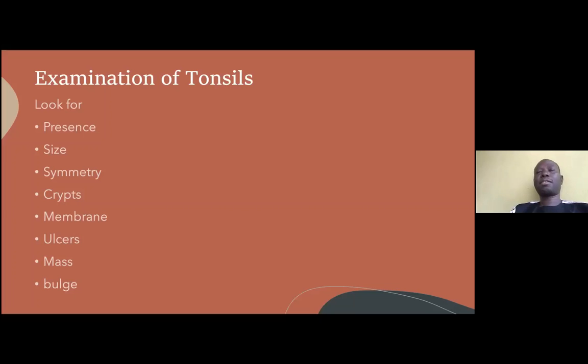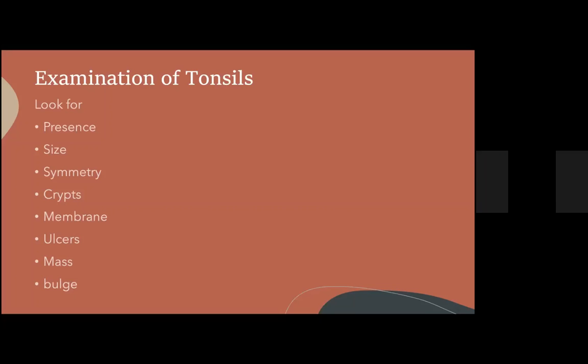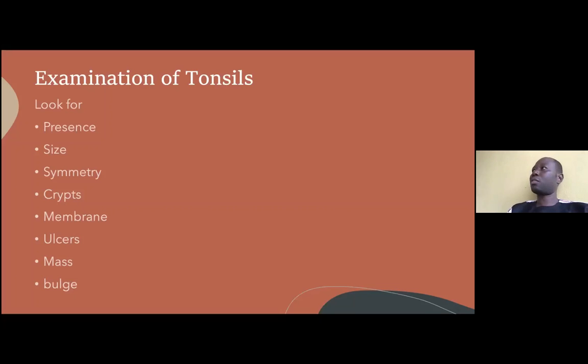There could be a mass on the tonsil or just a bulge. A bulge can point to a peritonsillar abscess. Maybe there's an abscess underneath the tonsillar capsule, and that can lead to peritonsillar abscess. So we examine all those things.